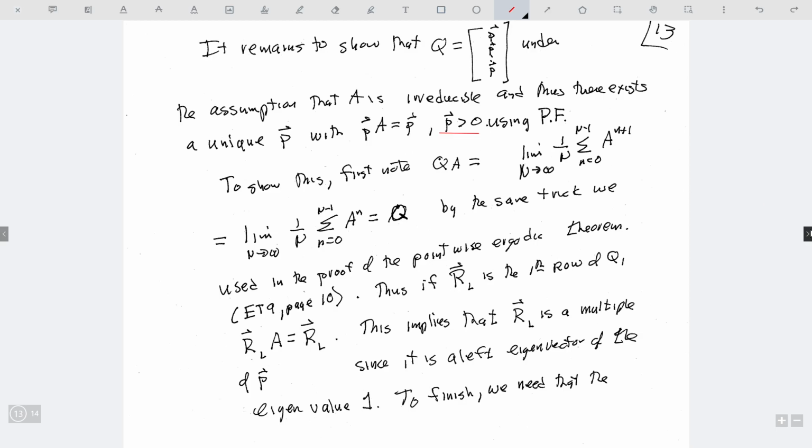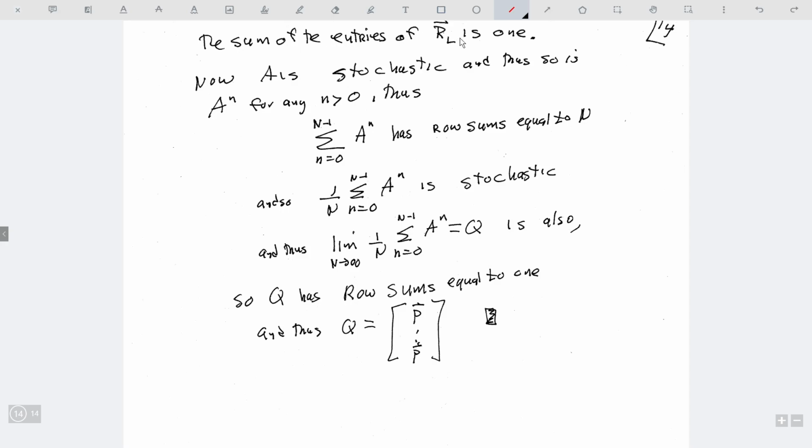So what I need to show finally to finish is that the sum of the entries of R_i is 1, so that it's normalized correctly. That's pretty easy. A is stochastic, and so A to the n is stochastic. Then when we compute this sum, we get the sum of capital N stochastic matrices, so the sum has row sums equal to n. When we put the averaging in, we get that this is stochastic, and the limit of stochastic matrices is also stochastic, since row sum is continuous. And so that means that Q has row sums equal to 1, and so it must be the matrix that we claimed it was.